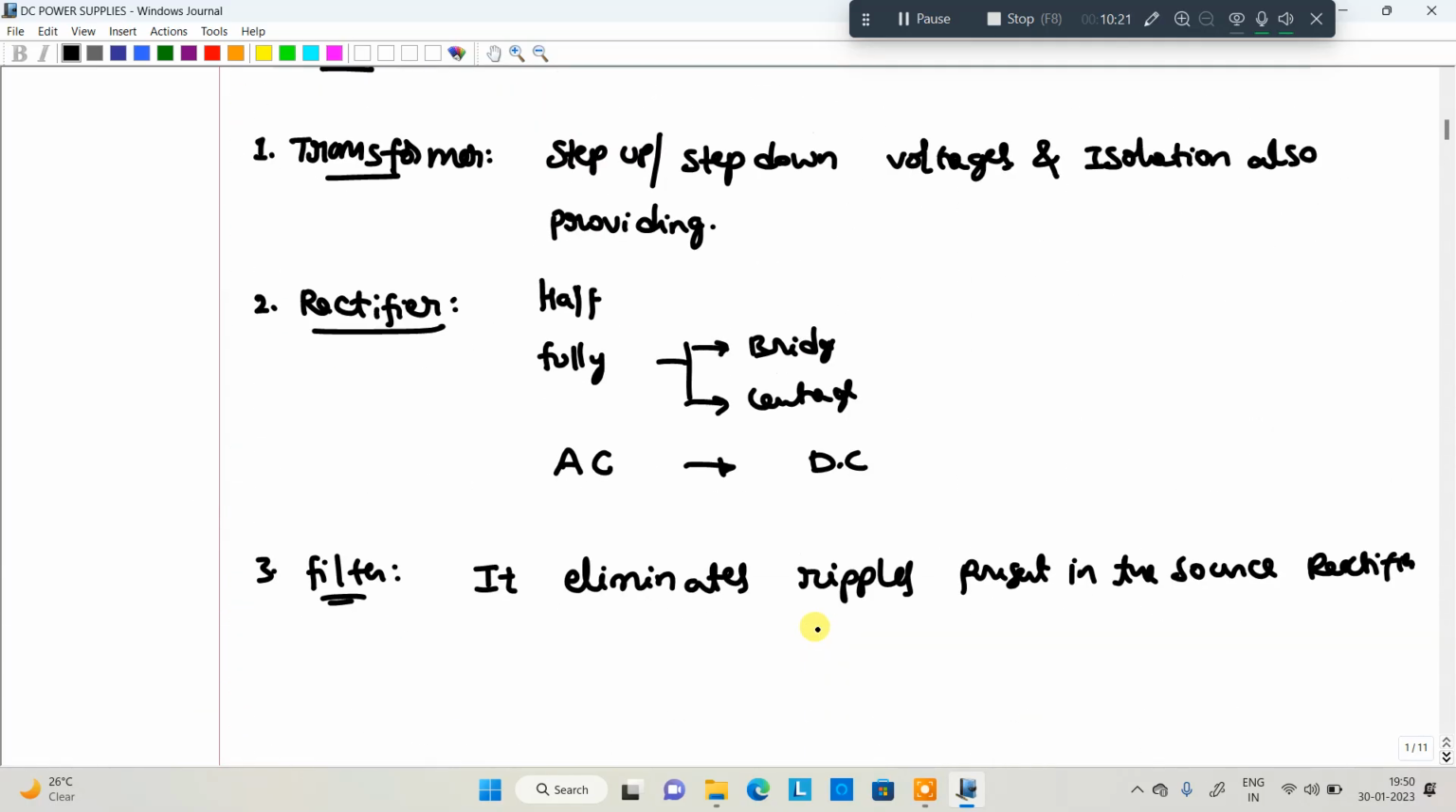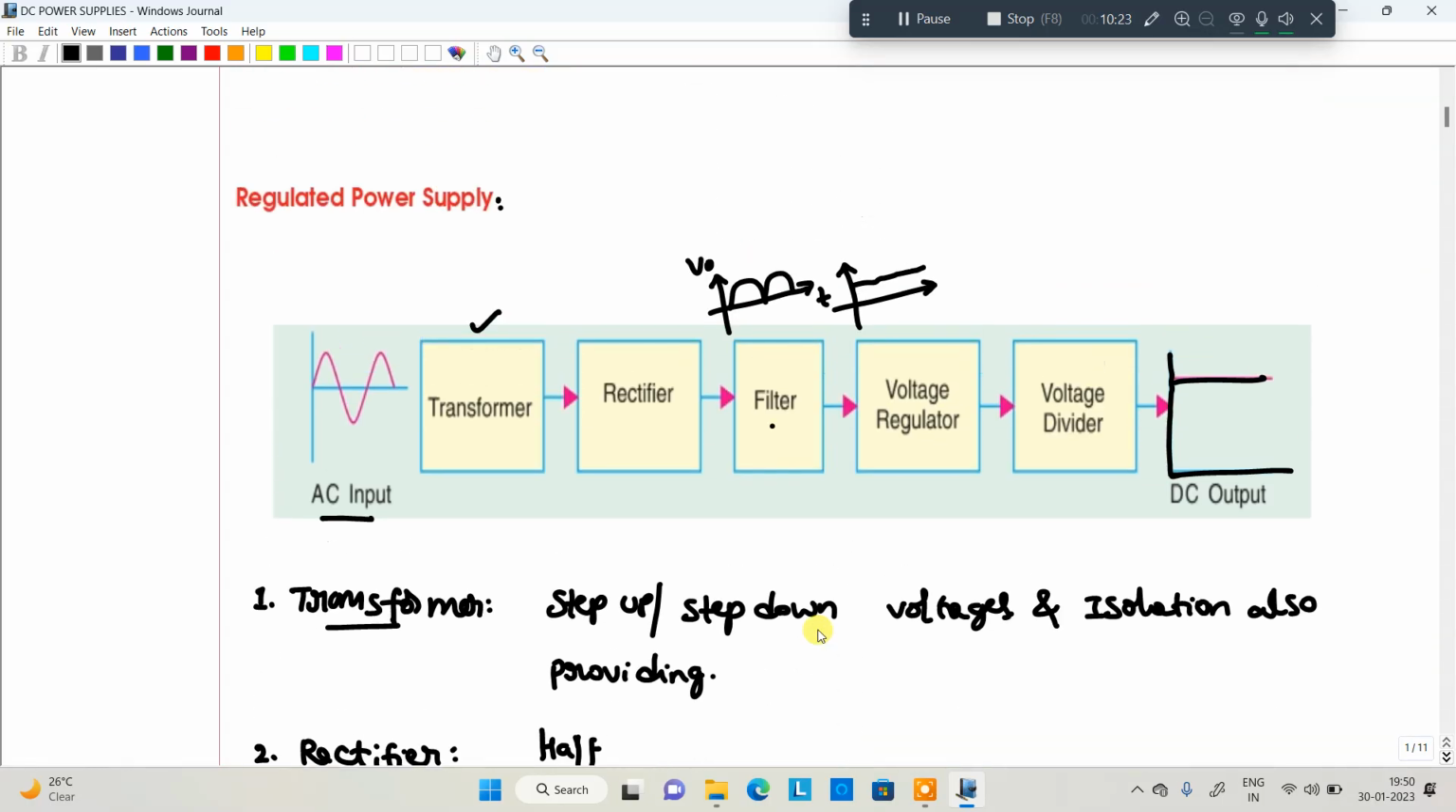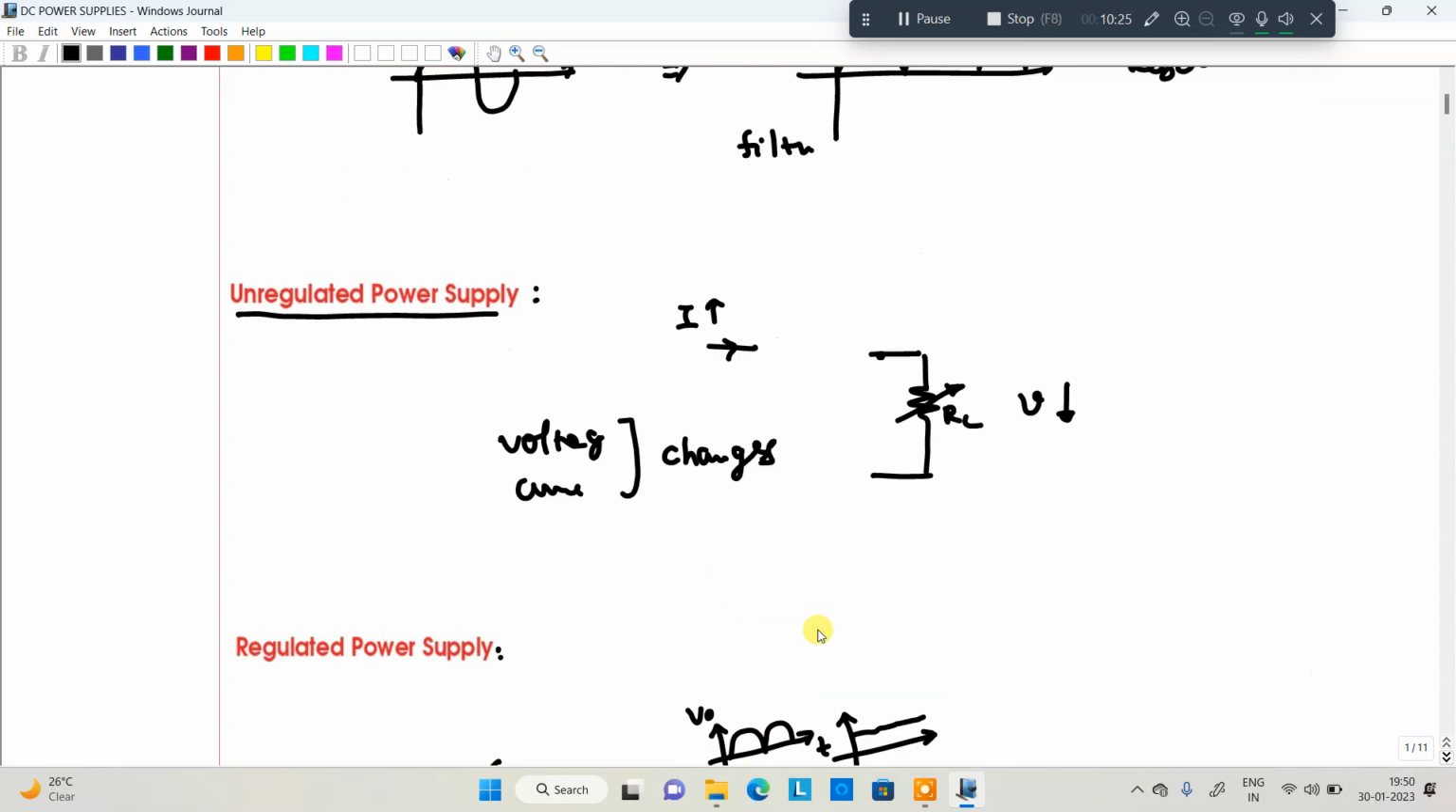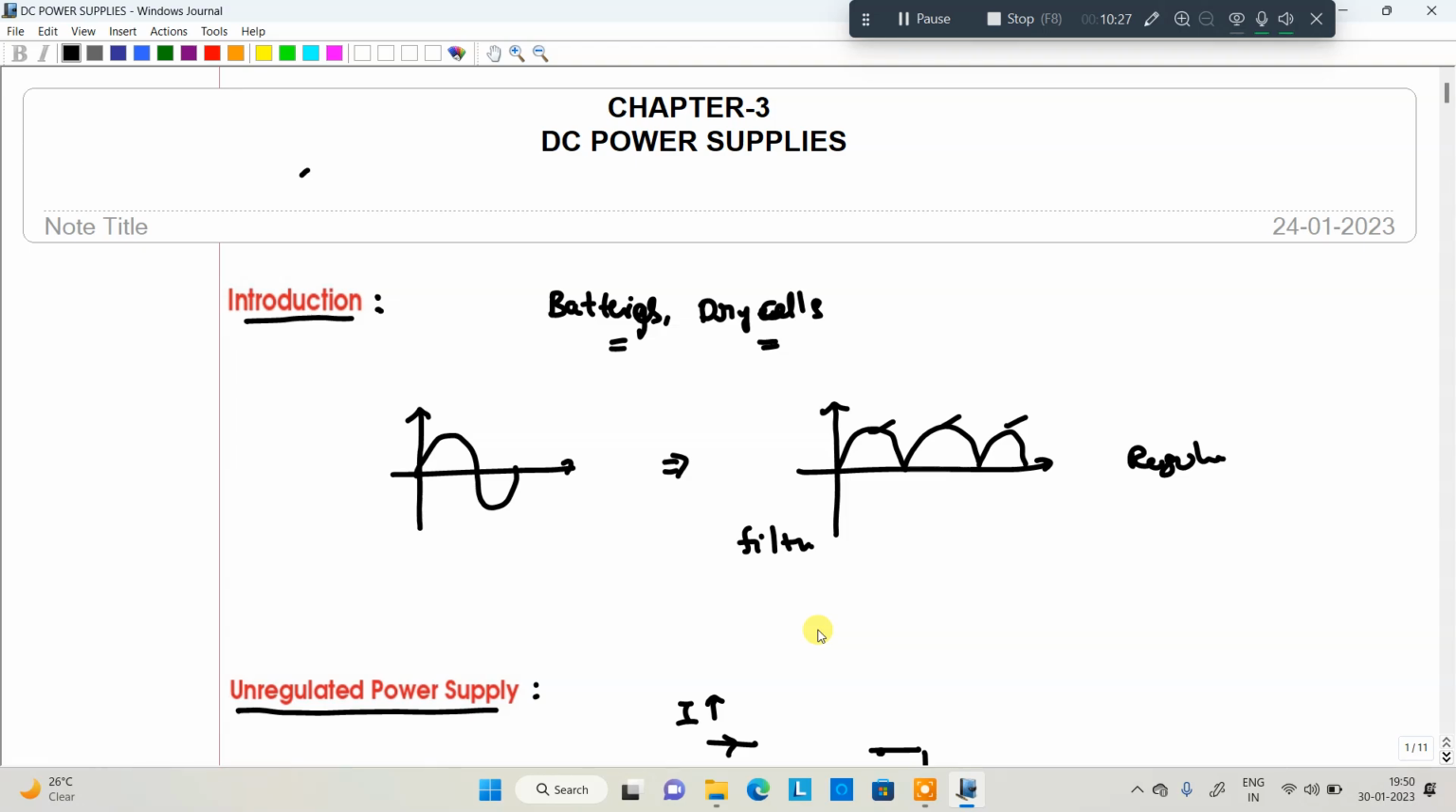This is about the class related to the regulated power supply. In the next class, we are going to discuss the rectifier circuits. Thank you.